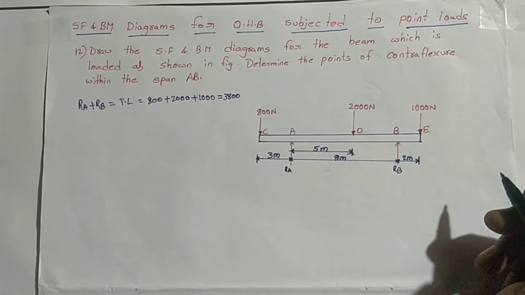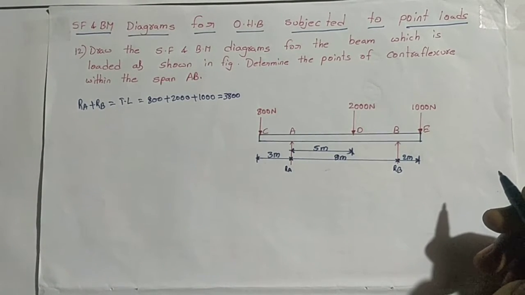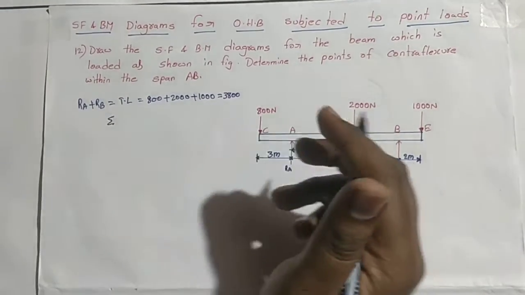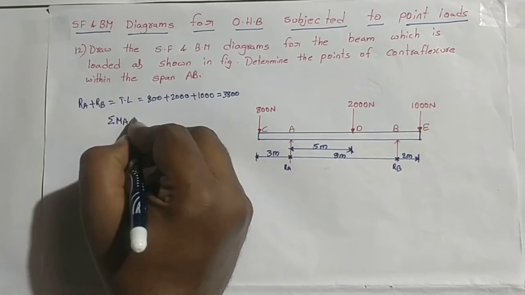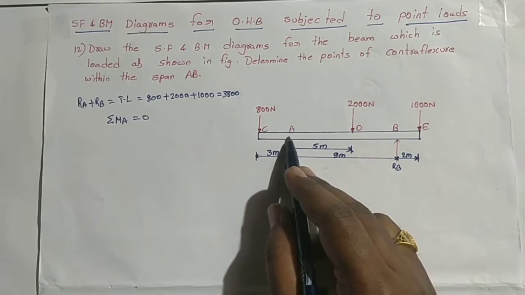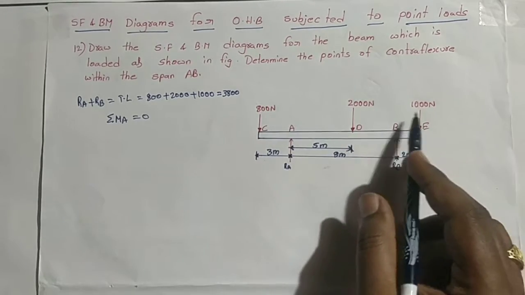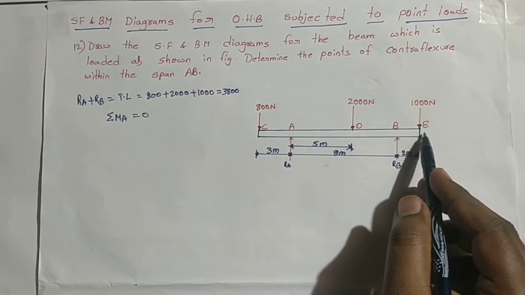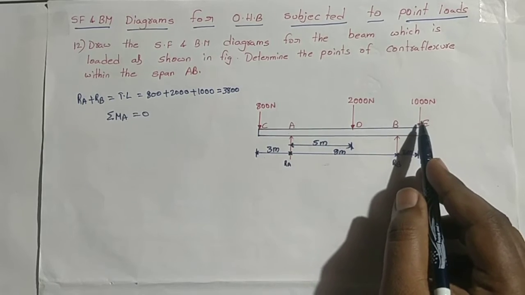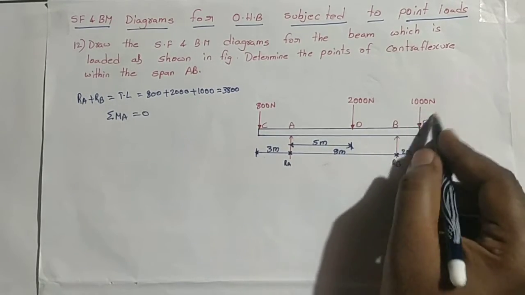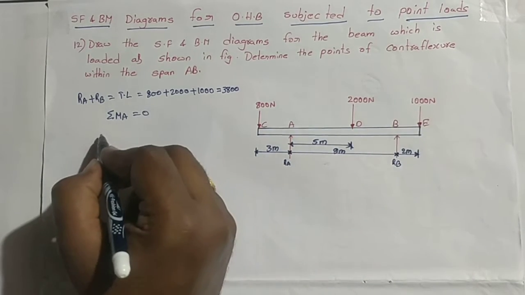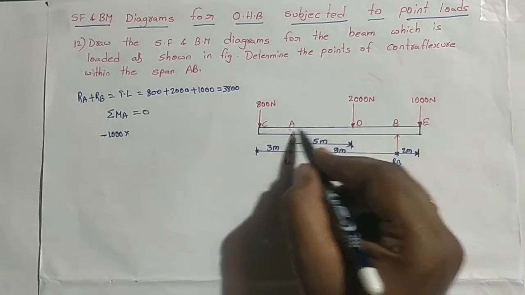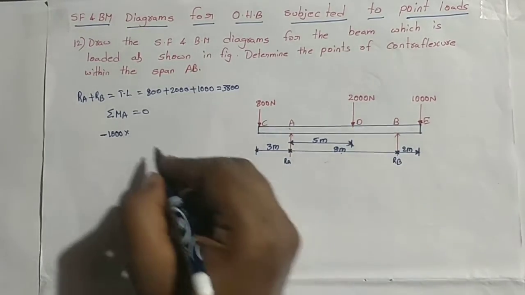RA is the reaction force at point A and RB is the reaction force at point B. For that we need to calculate the reaction force at point A. For this I am taking moments about A and equating to 0. Sigma MA is equal to 0. The right side of point A has 3 loads: 2 point loads and 1 reaction force. First I am considering the load at point E. Due to this load, the moment is 1000 newtons acting in the clockwise direction, so it is taken as minus 1000 into the distance from this point to this point, which is 8 plus 2, that is 10.